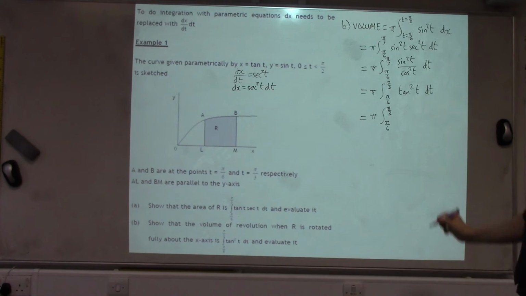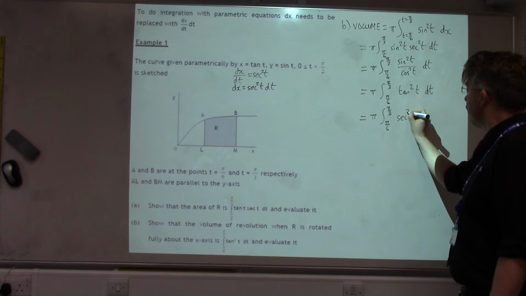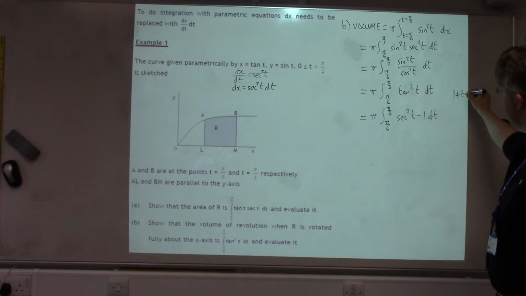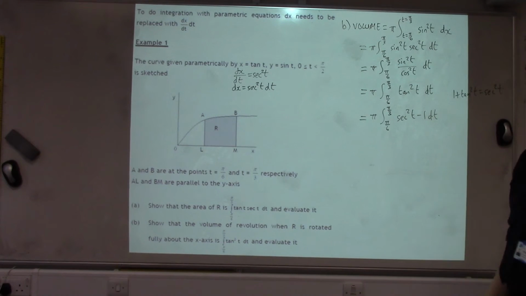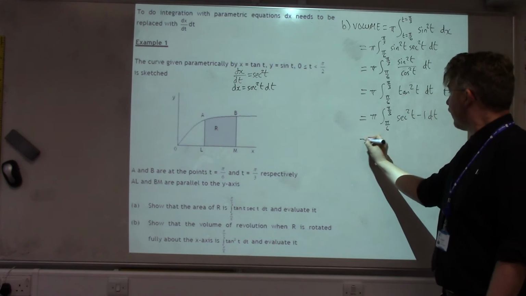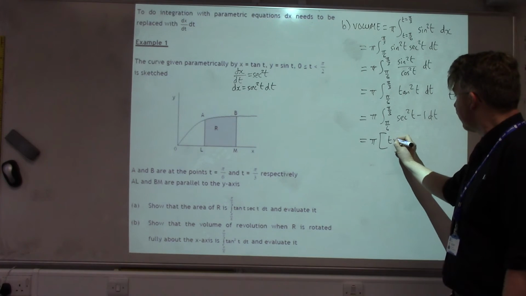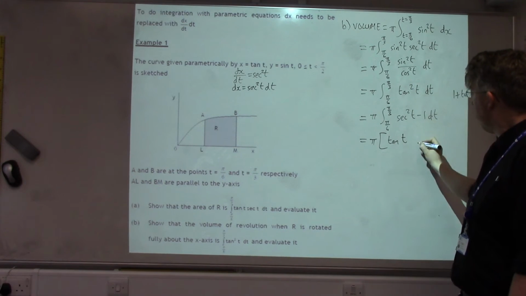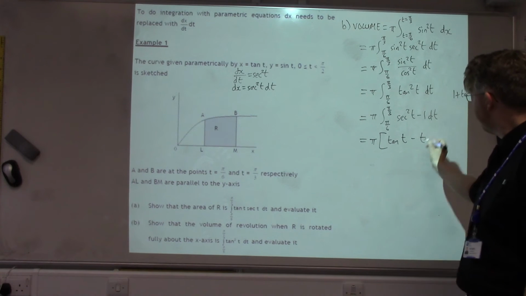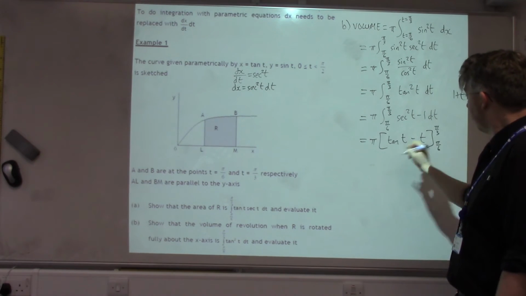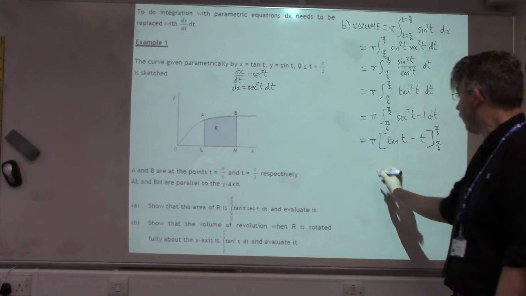So tan squared t is equal to sec squared t minus 1. We're using the identity 1 plus tan squared t is equal to sec squared t. Integrating, sec squared integrates to tan, and 1 integrates to t, with the same limits as before. Don't forget the pi at the front.